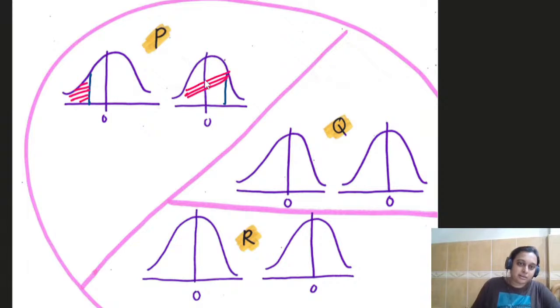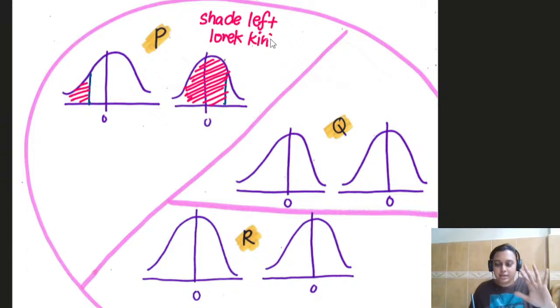Shade to the left side. Okay, lorek ke sebelah kiri. Shade left side. Okay, if your graph, the shading is going to the left, it means you must use the letter P from the calculator. That's what it means. So if the shading pergi ke sebelah kiri, students kena guna huruf P untuk calculator.